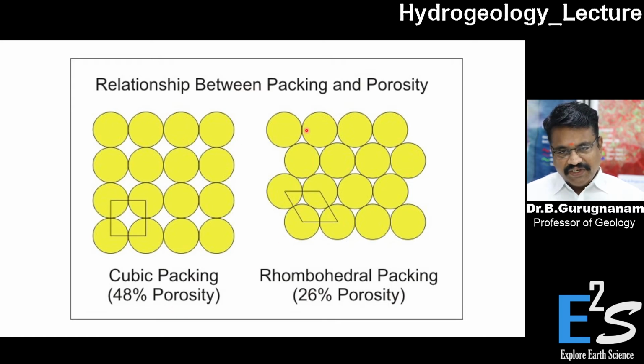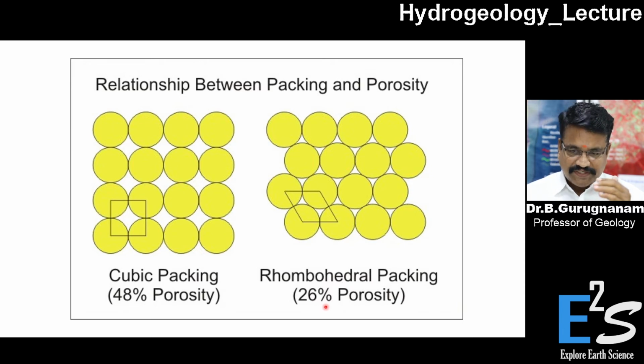The same material arranged in a rhombohedral shape, which we have studied in calcite, has its porosity reduced, and you will get a porosity of 26%.